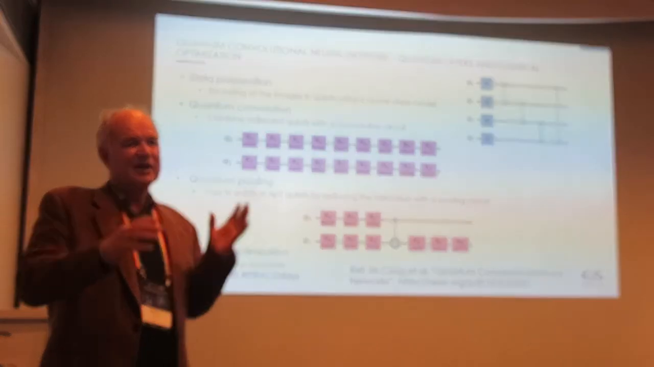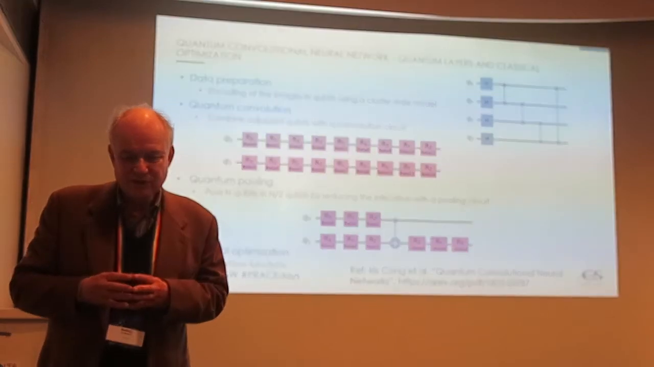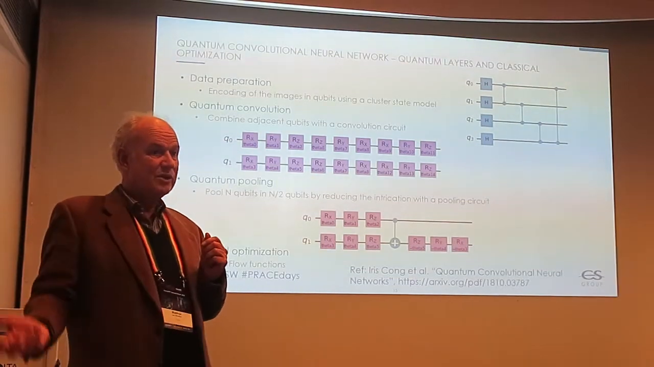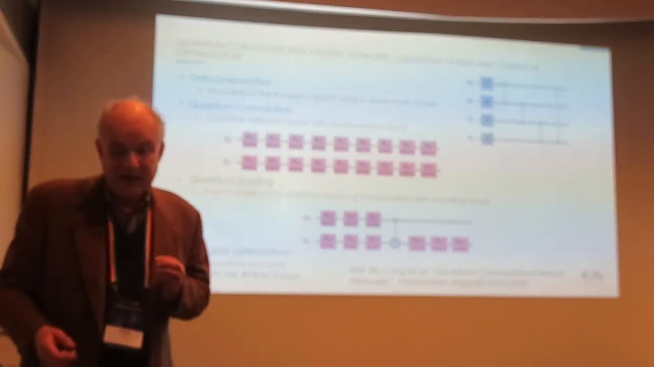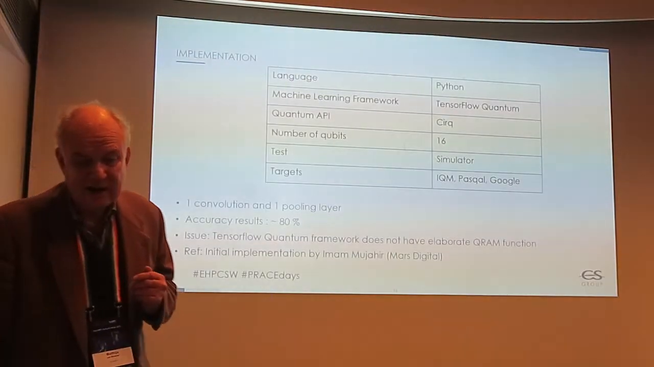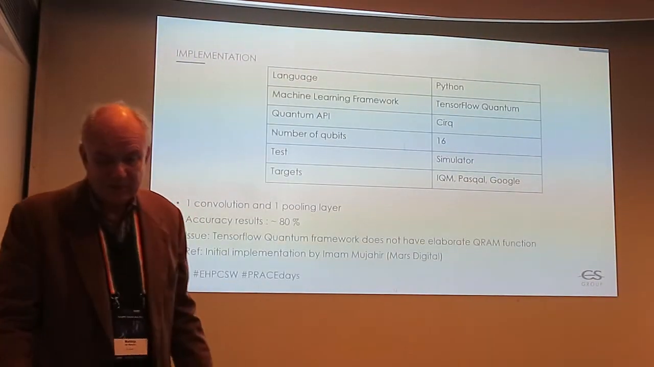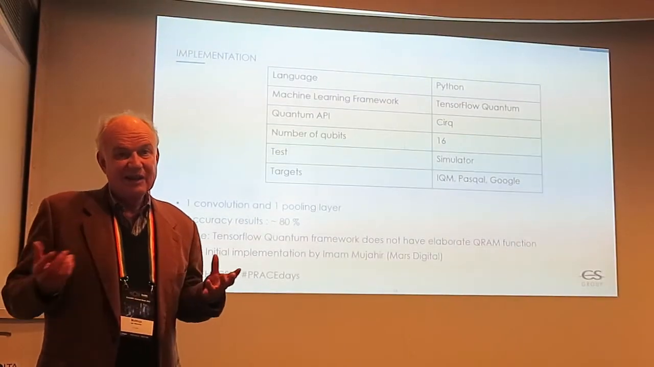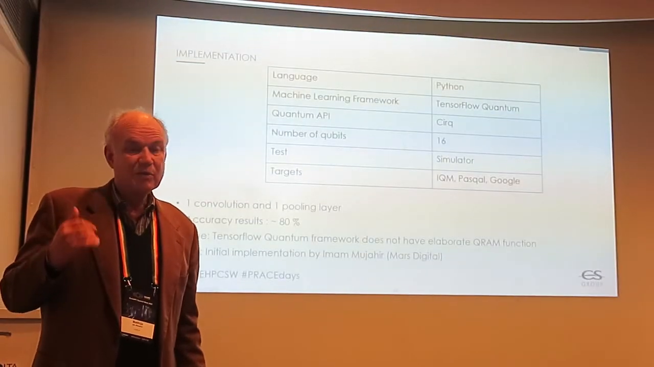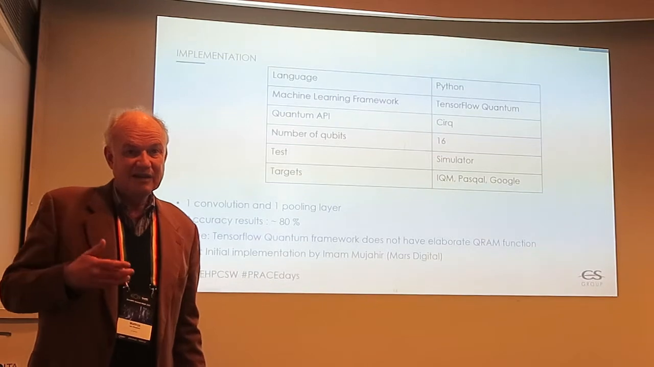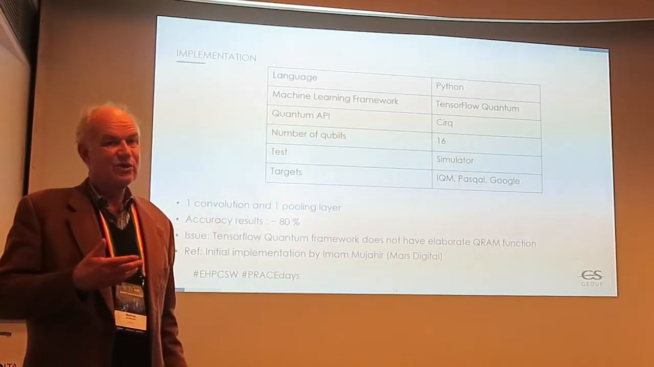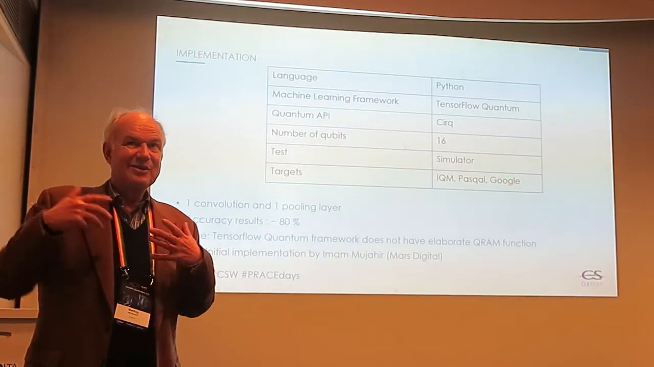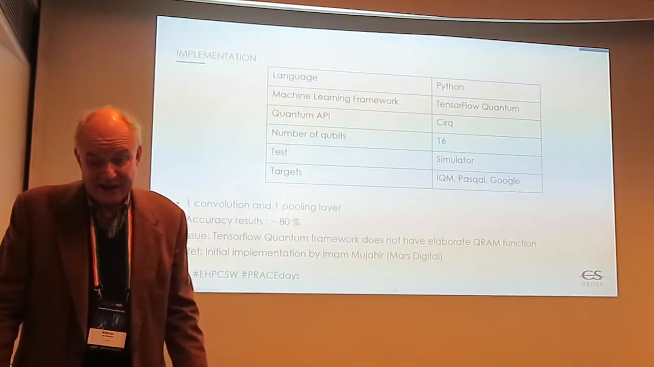And the CNOT is the one that pools the n qubits into n over 2 qubits. But then finally at the end what we do is a classical optimization. There are some details of the implementation, but the result we got was about 80%, which is, well, it's only one convolution and one pooling layer. It's not as good as the classical method at the moment, but the potential is there.